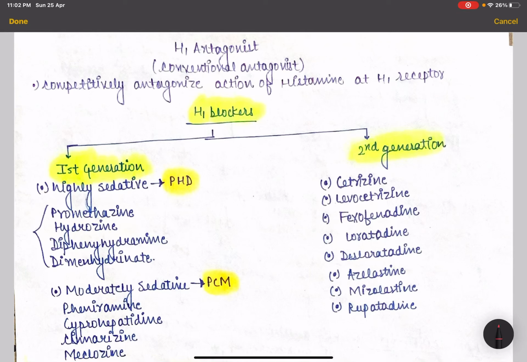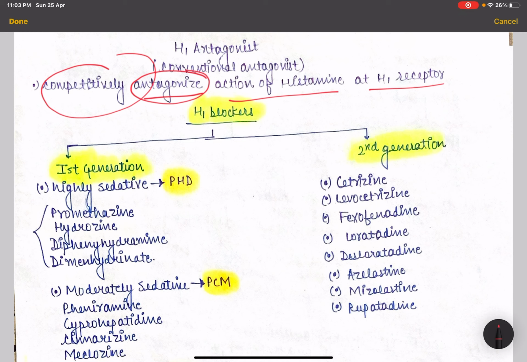So in this video we will be discussing H1 antagonists or conventional antihistaminics, right? We give the name antihistaminic only to H1 antagonists. When we are asked about antihistaminics, we will only talk about H1 antagonists. They competitively antagonize the action of histamine at H1 receptors. So now we will call them H1 blockers too.